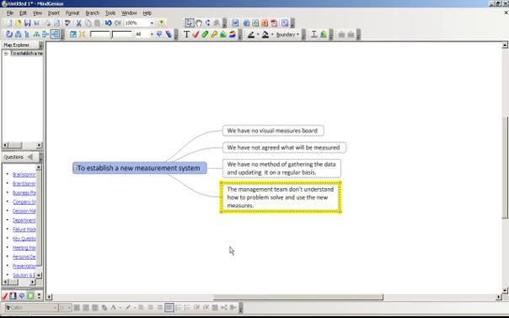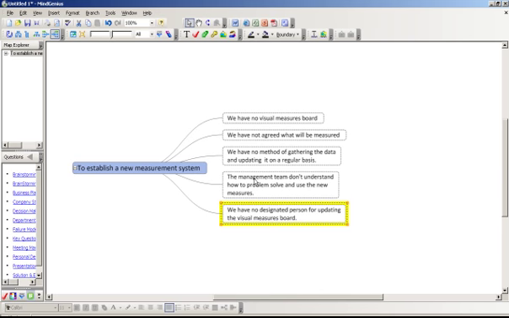If the team were to say, no, you've actually missed something, let's say the next obstacle was we have no designated person for updating the visual measures board. Again we would do the sufficiency check: if we had the visual measures board, if we'd agreed what would be measured, if we had a method of gathering and updating the data, if the management team did know how to problem solve, and if we did have a designated person for updating the board, would we then be able to establish a new measurement system? And hopefully the answer now is yes.